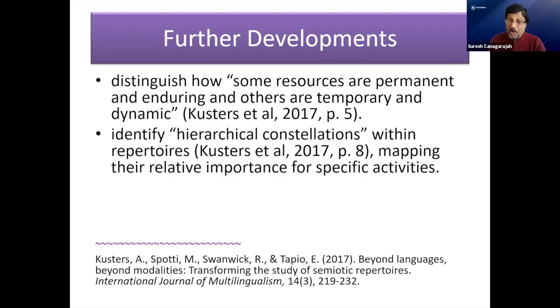So Annalise and others talk about making distinctions about hierarchical constellations, which semiotic repertoires are important for a particular activity. In this case, for Chill, the spatial repertoires are extremely important because he has only three words from the speech community of the English language speakers. And his personal repertoire of verbal utterance, the sounds, may not be very meaningful without the spatial repertoires.